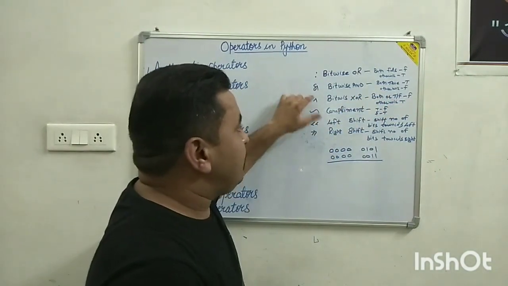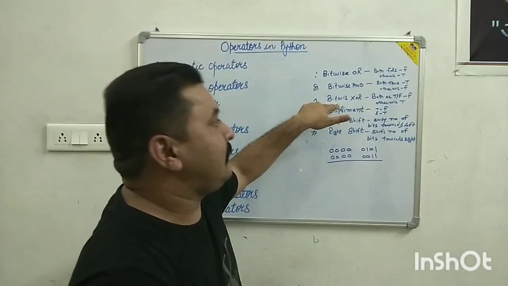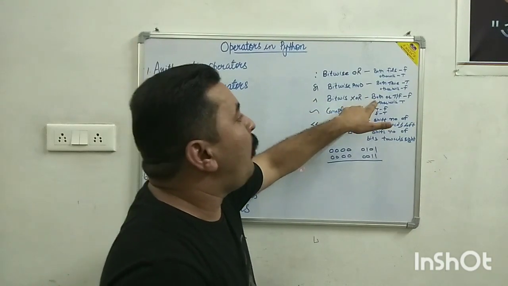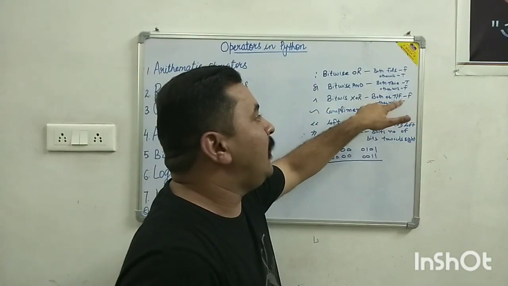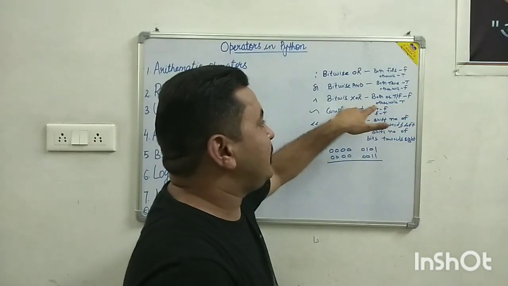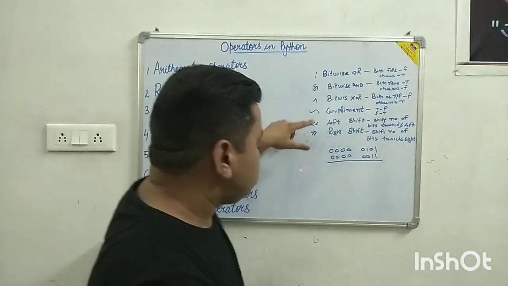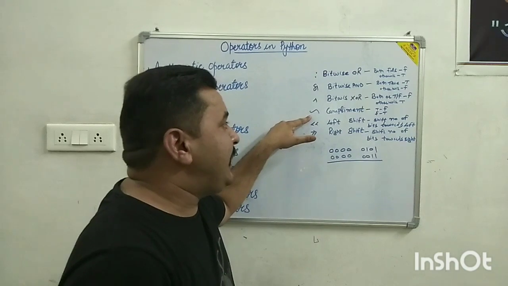Then the next is XOR. Bitwise XOR means if one is true and the other is false, then it is true, otherwise it is false. Then the next is the complement operator.